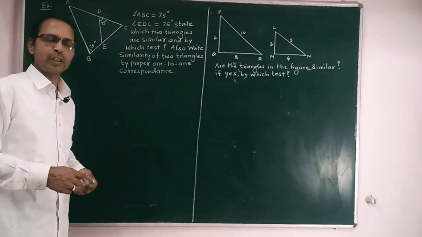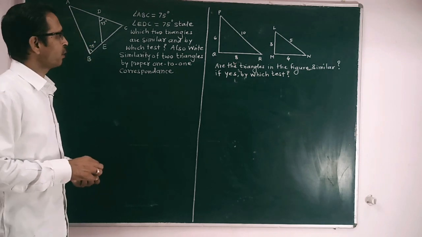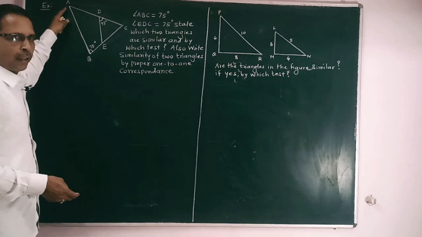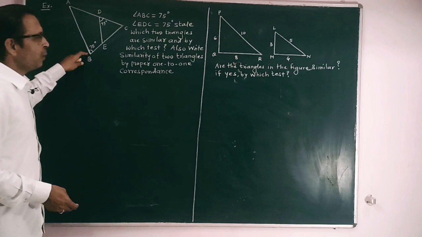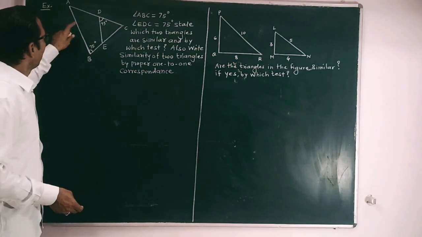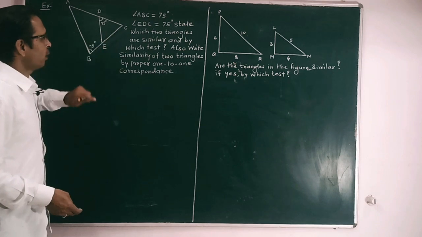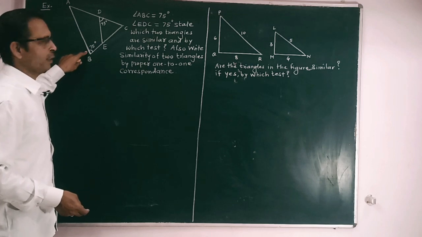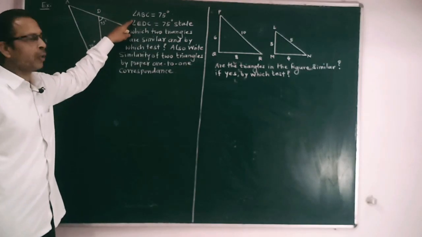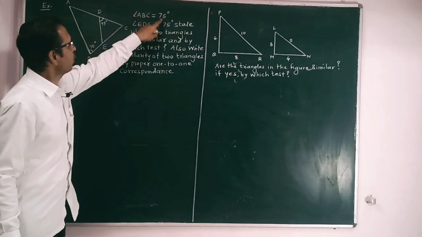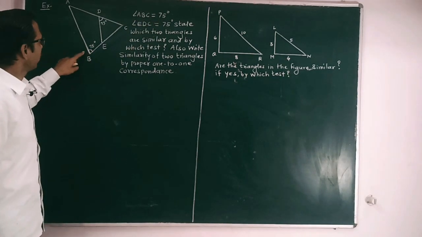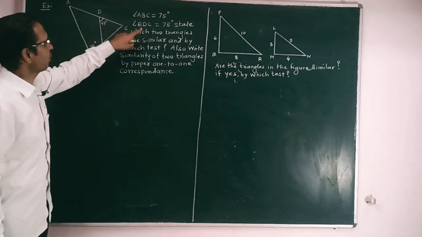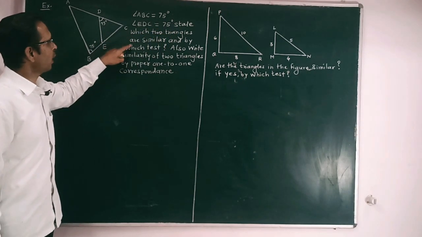Let us solve some examples which are based on the similarity of triangles. Now look at these figures. There are two triangles in this example. ABC is one of the triangles and CDE is another triangle. Now some of the angles are given. These angles are congruent, as given in the figure. See here, angle ABC is 75 degrees. This angle is 75 degrees. And angle EDC is also 75 degrees. Now state which two triangles are similar.